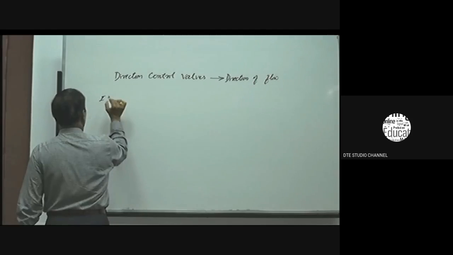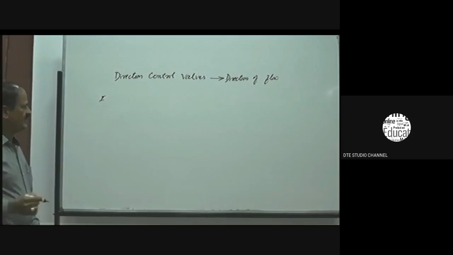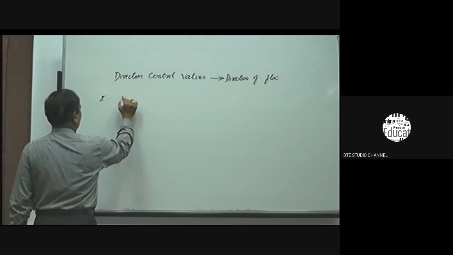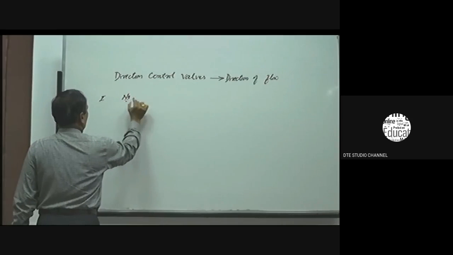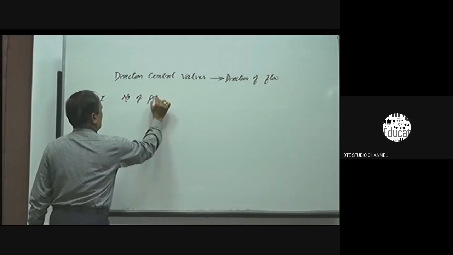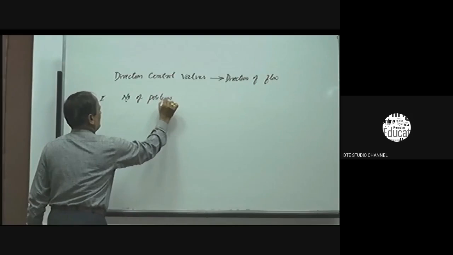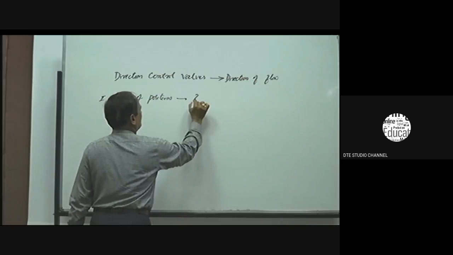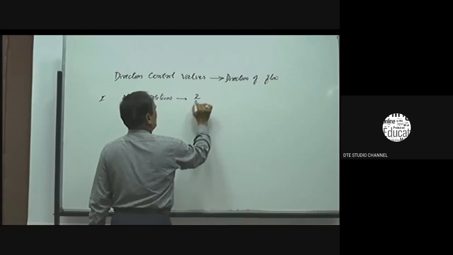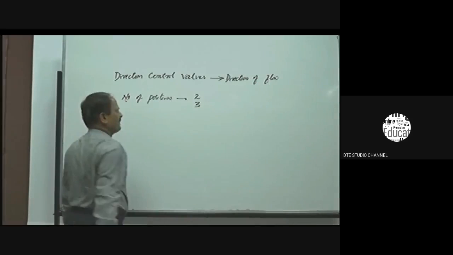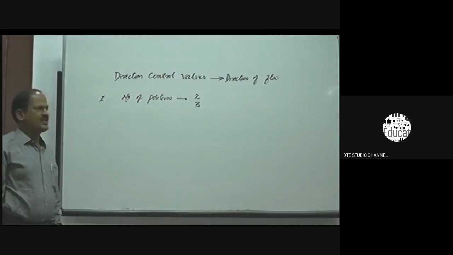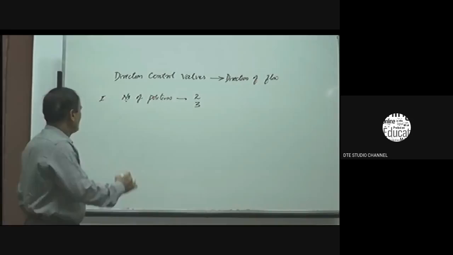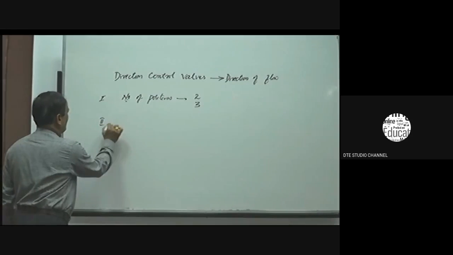in the first category, they are classified based on the number of positions: two positions or three positions. The direction controller can be moved into two positions or three positions, depending upon the number of ports.